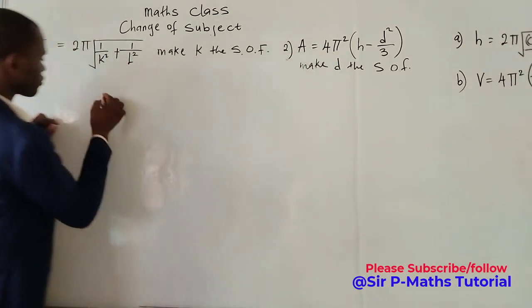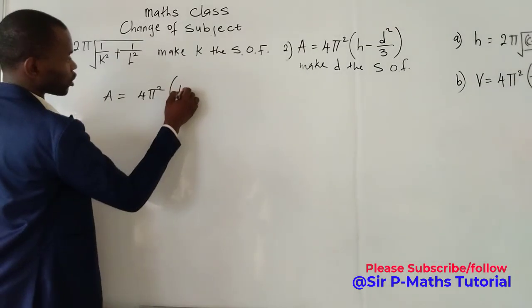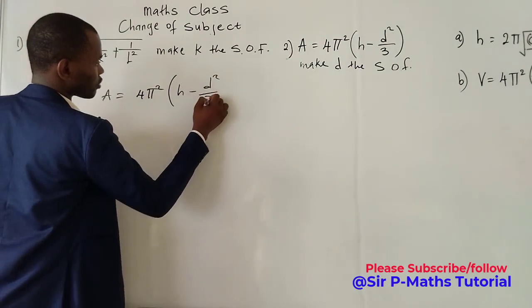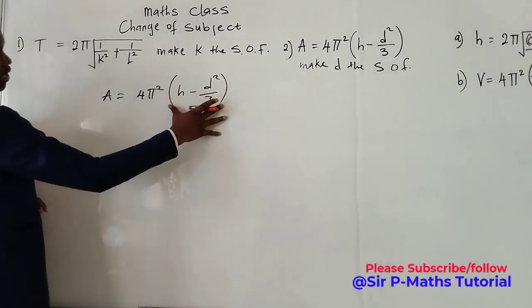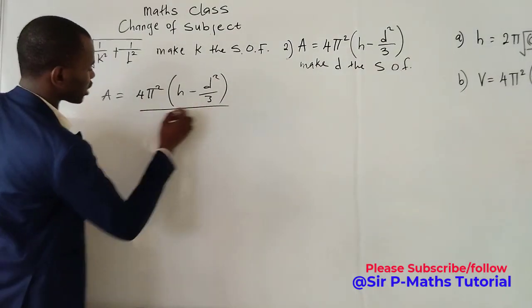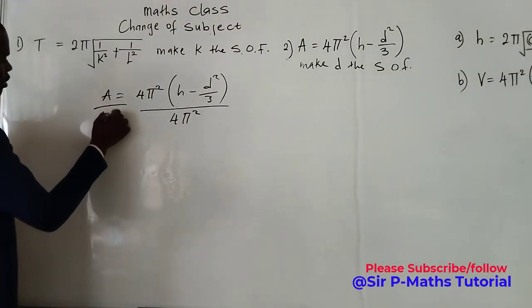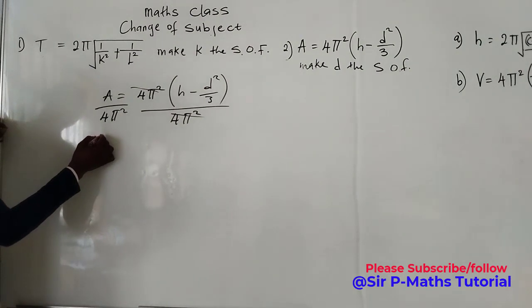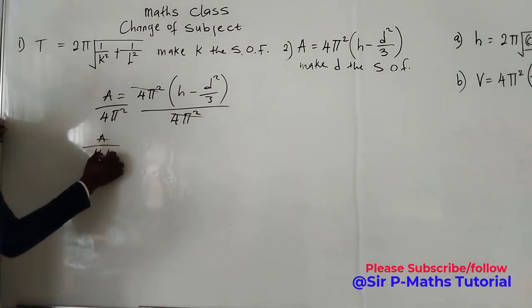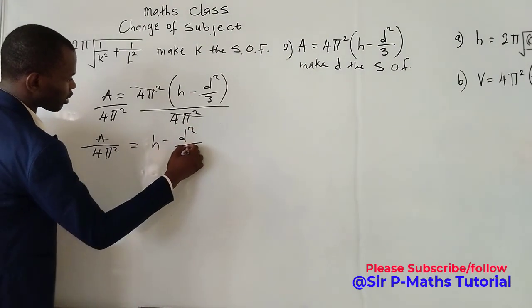To solve the second one, we have a equal to 4 pi squared into (h minus b squared over 3). The first thing to do is to remove the coefficient of this bracket by dividing both sides by 4 pi squared. This will cancel this. So I'll be having a over 4 pi squared equal to h minus b squared over 3.